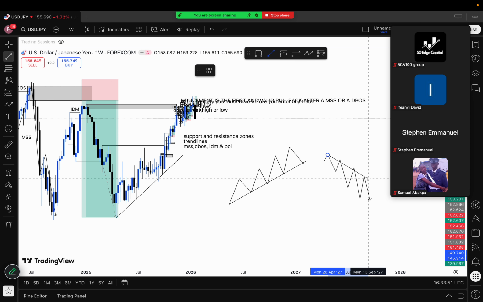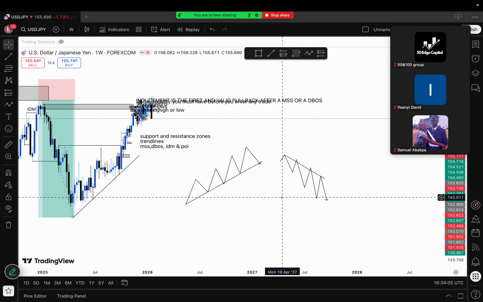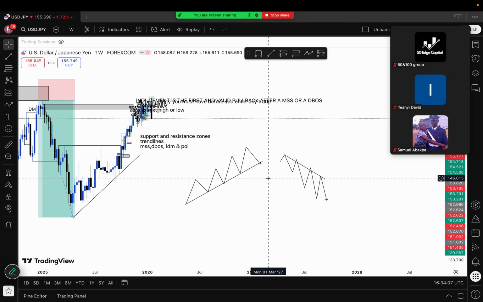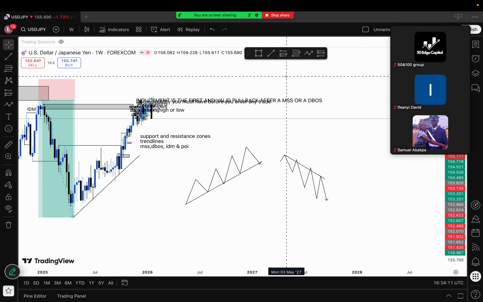Once it gets to that zone on a higher time frame, don't go and be looking for your directional bias on an hour or 30 minutes. No, the least I can go is 4 hours. That is the least I can go. I hope you can all hear me.